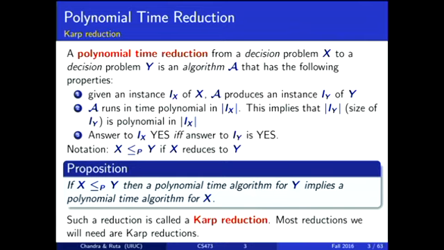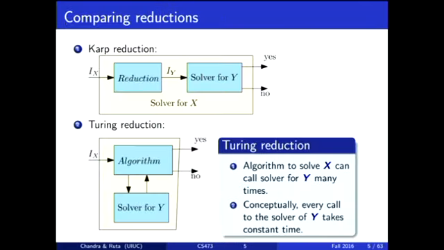And we are looking at a very specific type of reduction which looks like this. It's called a Karp reduction. What does it do? It just does a very simple thing. It takes an instance of X, converts it into an instance of Y, and just asks for the answer from the algorithm for Y. If it is yes, it will say yes. If it says no, it says no. That's a very simple kind of reduction called a Karp reduction.